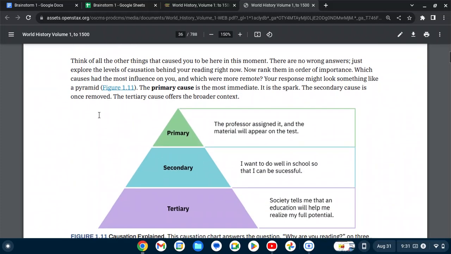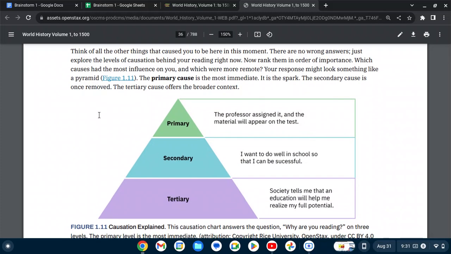Think of all the other things that caused you to be here in this moment. There are no wrong answers. Just explore the levels of causation behind your reading right now. Now rank them in order of importance. Which causes had the most influence on you, and which were more remote? Your response might look something like a pyramid. The primary cause is the most immediate. It is the spark. The secondary cause is once removed. The tertiary cause offers the broader context.